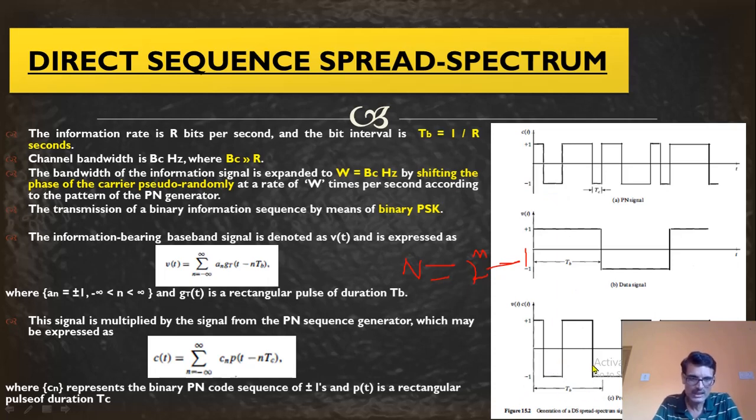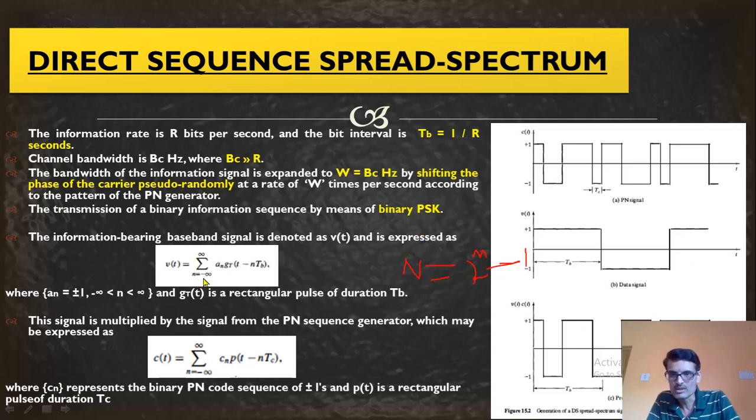Within this bit interval, I have so many bits. So instead of transmitting 1 bit here, I am transmitting so many bits, n number of bits. So obviously, the bandwidth required to transmit the signal is huge, large. So bandwidth is expanded. That is the purpose of using the spread spectrum. Spectrum is spread over the large bandwidth, you can say, right?